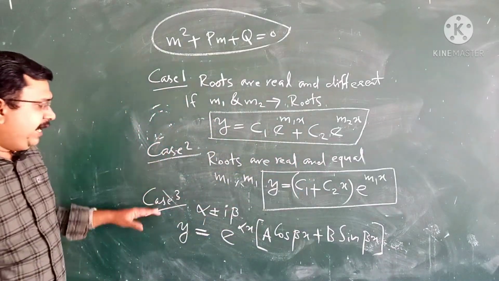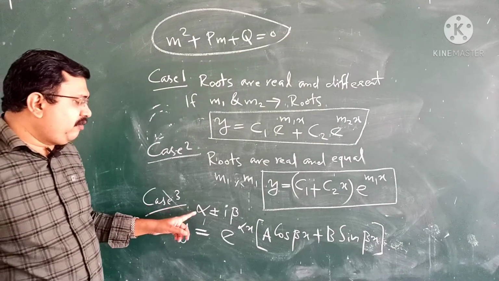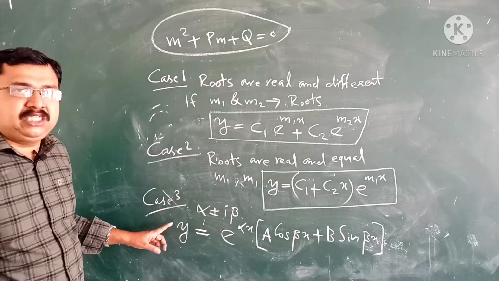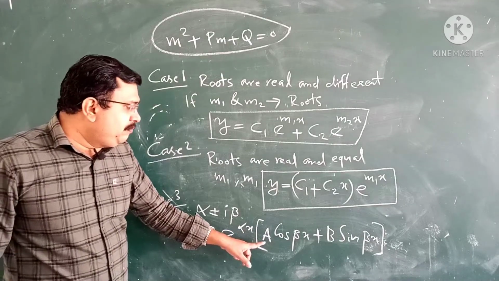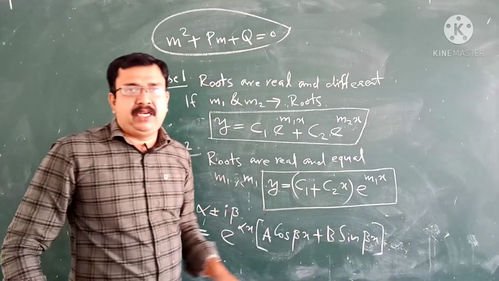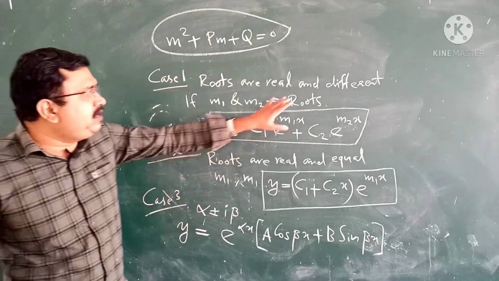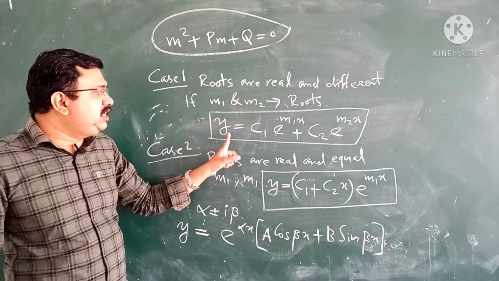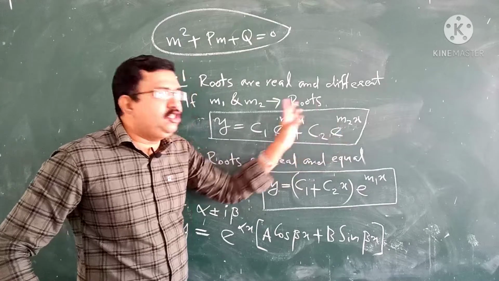Remember that the third case is if the roots are imaginary, that means if the roots are of the form alpha plus or minus i beta, then the solution is y equal to e raised to alpha x into a cos beta x plus b sin beta x. These are the three cases. If the roots are real and different, that means m1 and m2, then the solution is y equal to c1 into e raised to m1x plus c2 into e raised to m2x.